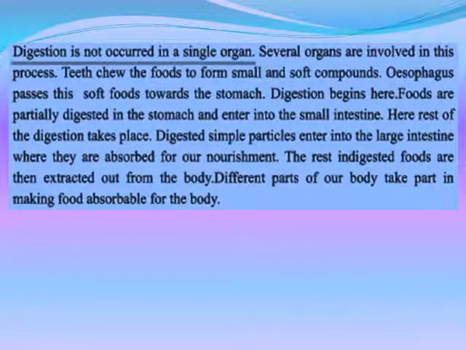Here the rest of the digestion takes place. Digested simple particles enter into the large intestine where they are absorbed for our nourishment. The rest of the undigested food is then extracted out from the body. Different parts of our body take part in making food absorbable for the body.